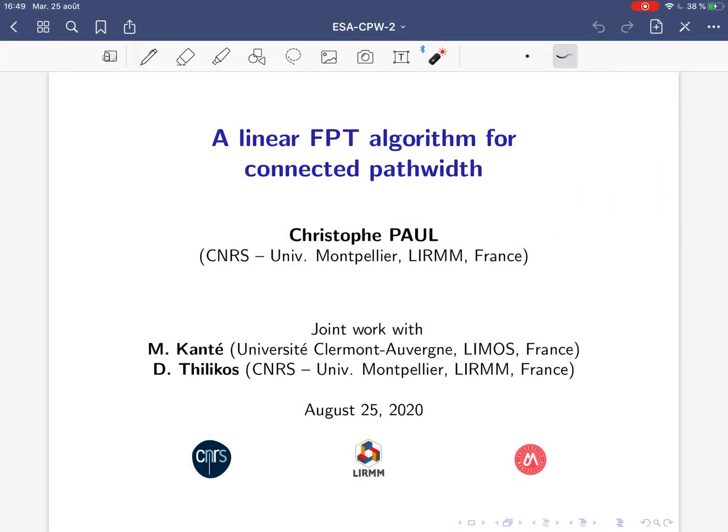I will present you a linear FPT algorithm to compute the connected path width of a graph. This is a joint work with Mamadou Kanté from University of Clermont-Auvergne in France and Dimitrios Diricos from CNRS and University of Montpellier in France as well.